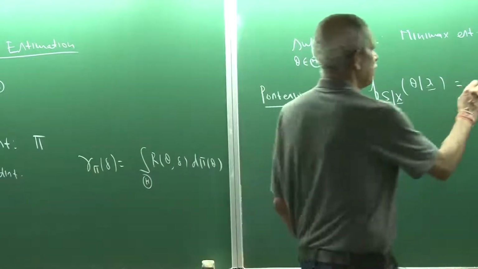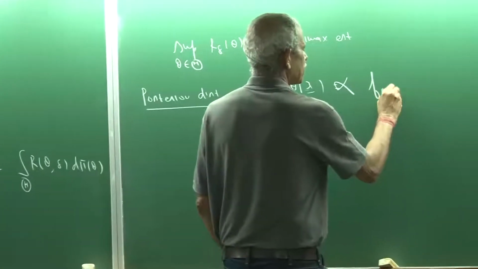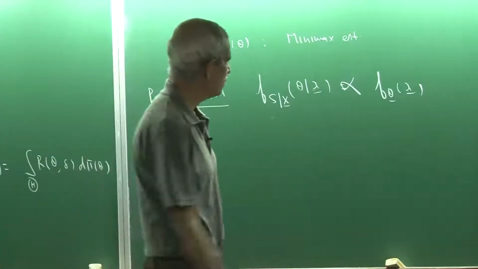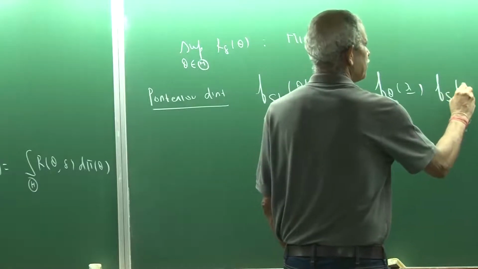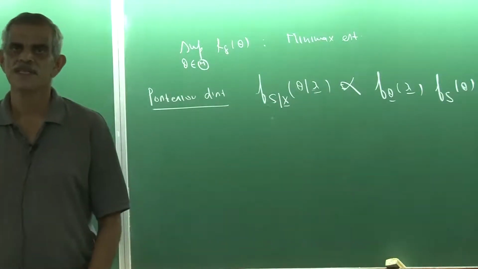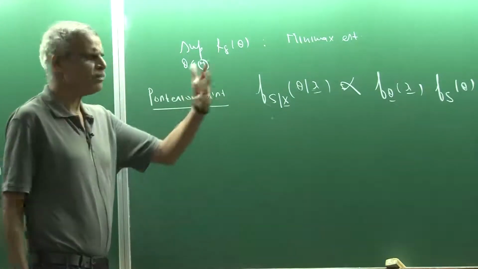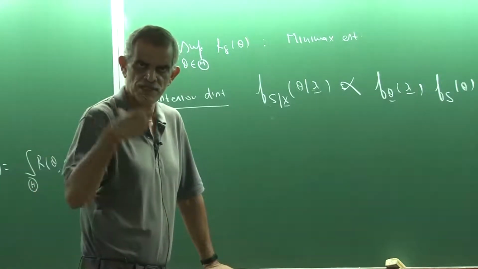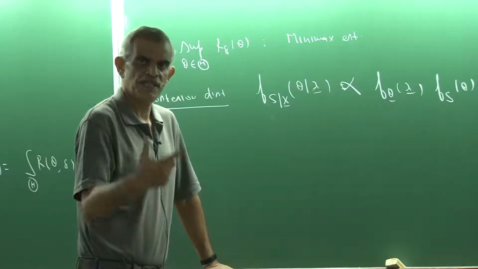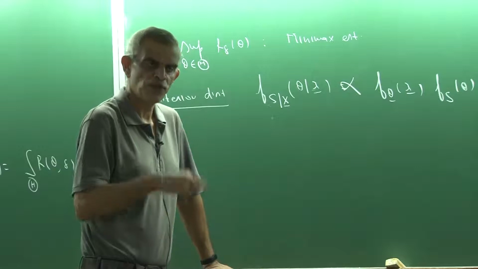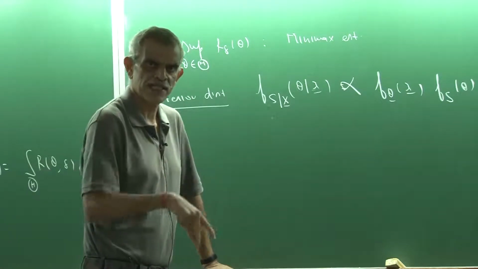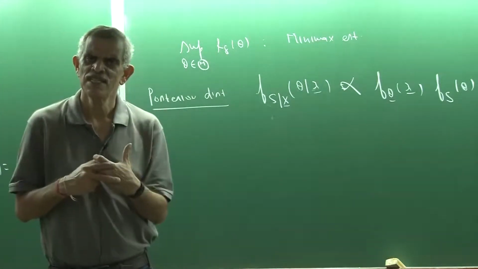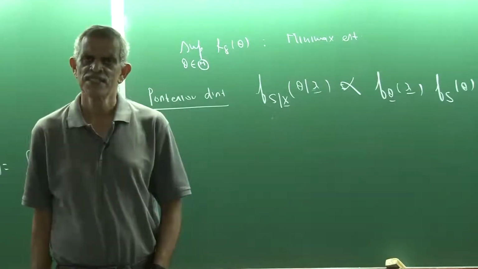And then f_S(theta), so this can be written as proportional to f_theta(x), which is basically the conditional distribution of x given theta, or x given S equal to theta, times f_S(theta). So this is the posterior distribution. Then what you realize is all the information about the unknown state of nature is contained in the posterior distribution, because there were two sources of information. One was the prior distribution. One was the information contained in the data. So you updated the prior information by incorporating data into it, and that gave rise to the posterior distribution. So it looks like in the Bayesian framework, it is the posterior distribution which matters a lot.